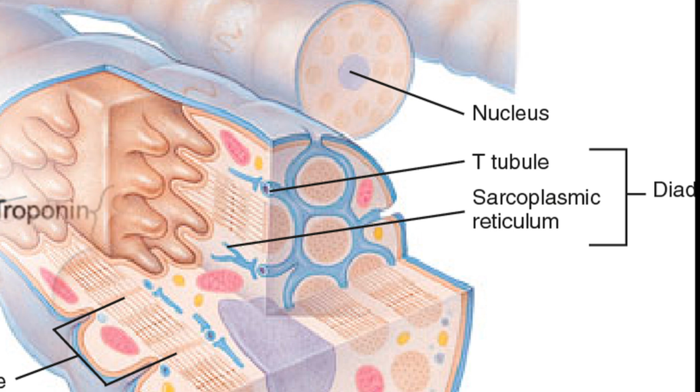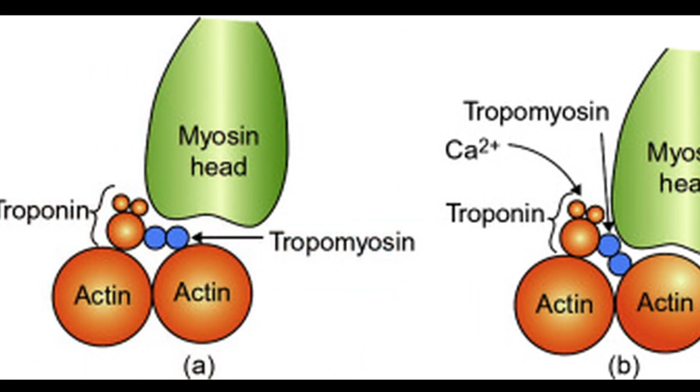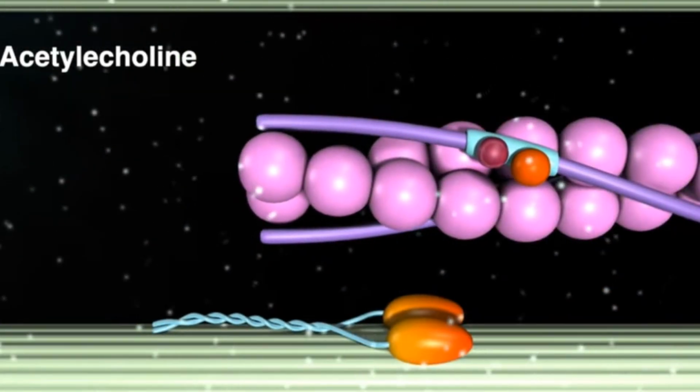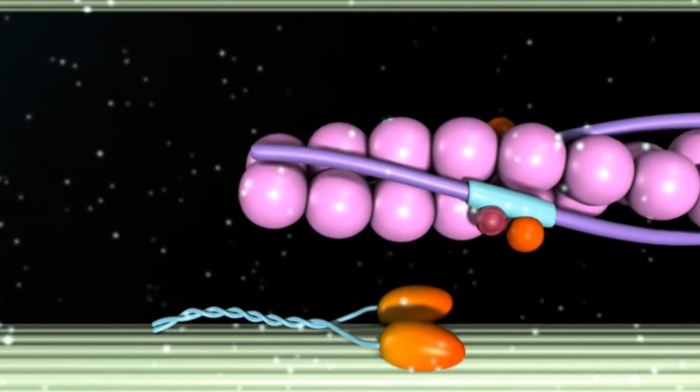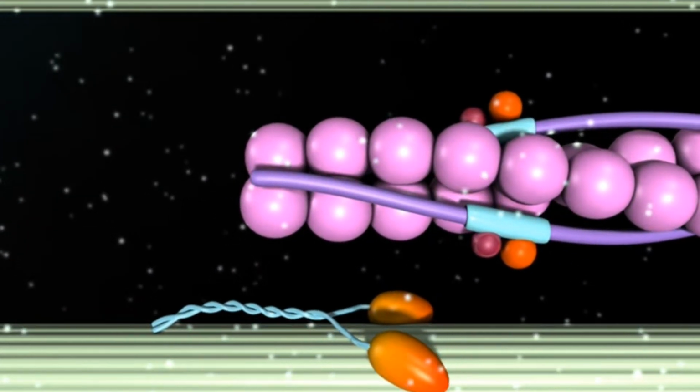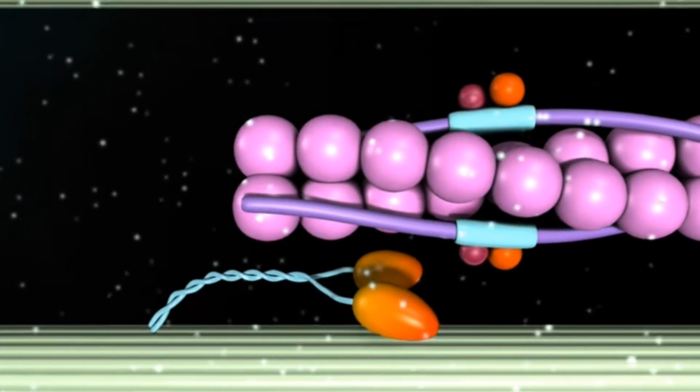Calcium ions play a pivotal role in muscle contraction, acting as the molecular messengers that connect excitation to contraction. When calcium is released from the sarcoplasmic reticulum, it binds to a protein called troponin, which is located on the actin filaments. This binding causes a conformational change in the troponin-tropomyosin complex, exposing the myosin binding sites on the actin filaments. With the myosin binding sites exposed, the myosin heads can now bind to the actin filaments, forming cross bridges.